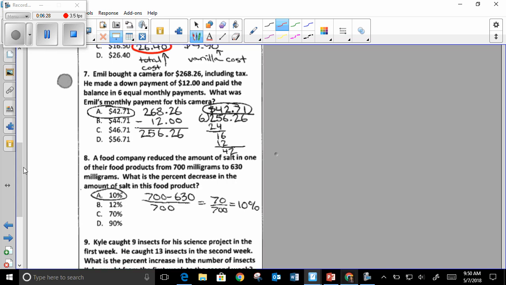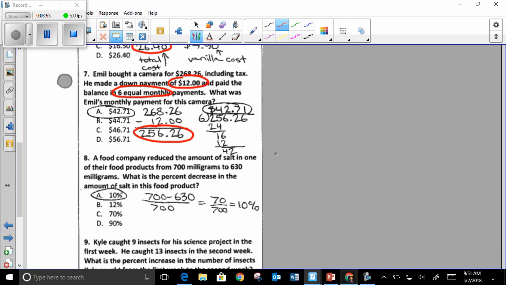Number 7, Emil bought a camera for $268.26. He made a down payment of $12. A down payment means that you're putting money towards the purchase. So you're putting $12 down, and then you paid the balance in 6 equal monthly payments. So if you put $12 down, $256.26 is your remaining total that you will have to pay.